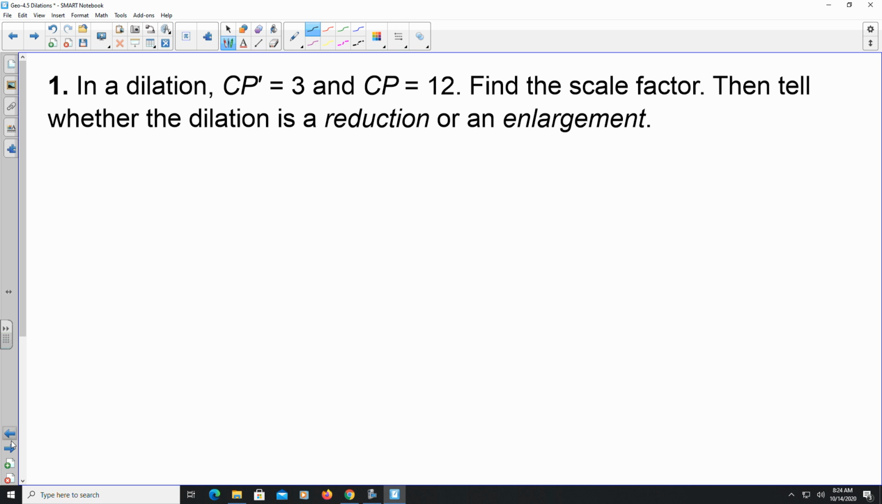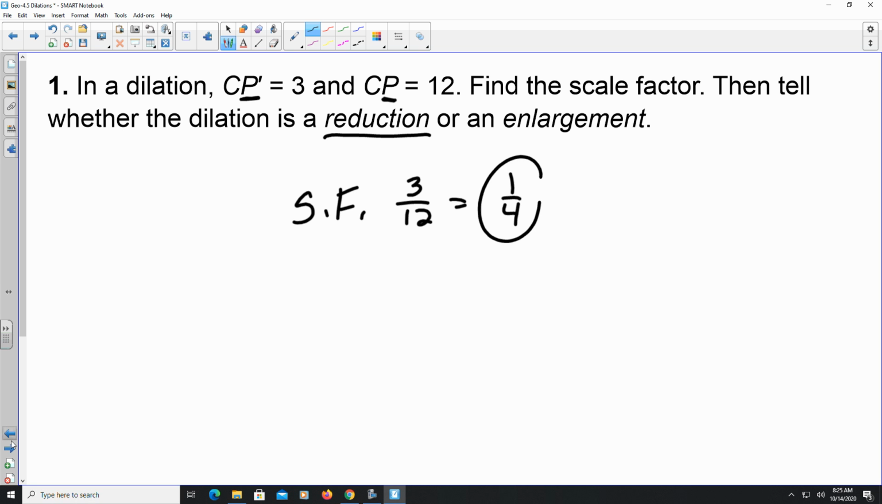Here it's asking us, it says in a dilation, CP prime is equal to 3 and CP is equal to 12. Find the scale factor. Then tell whether the dilation is a reduction or an enlargement. Okay, so I look at this: that comes from my original figure. This comes from my image. My image is smaller than the original one. I believe that it's going to be a reduction. So since I believe it's a reduction, the scale factor is going to be 3 over 12, which is equal to 1/4.